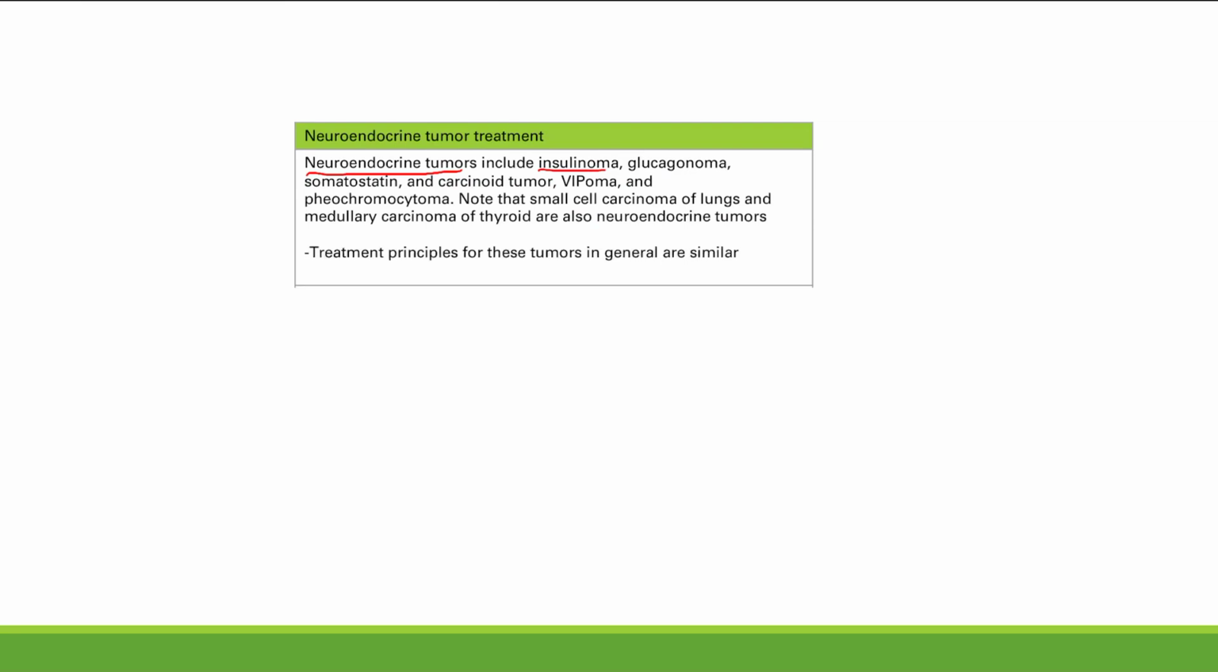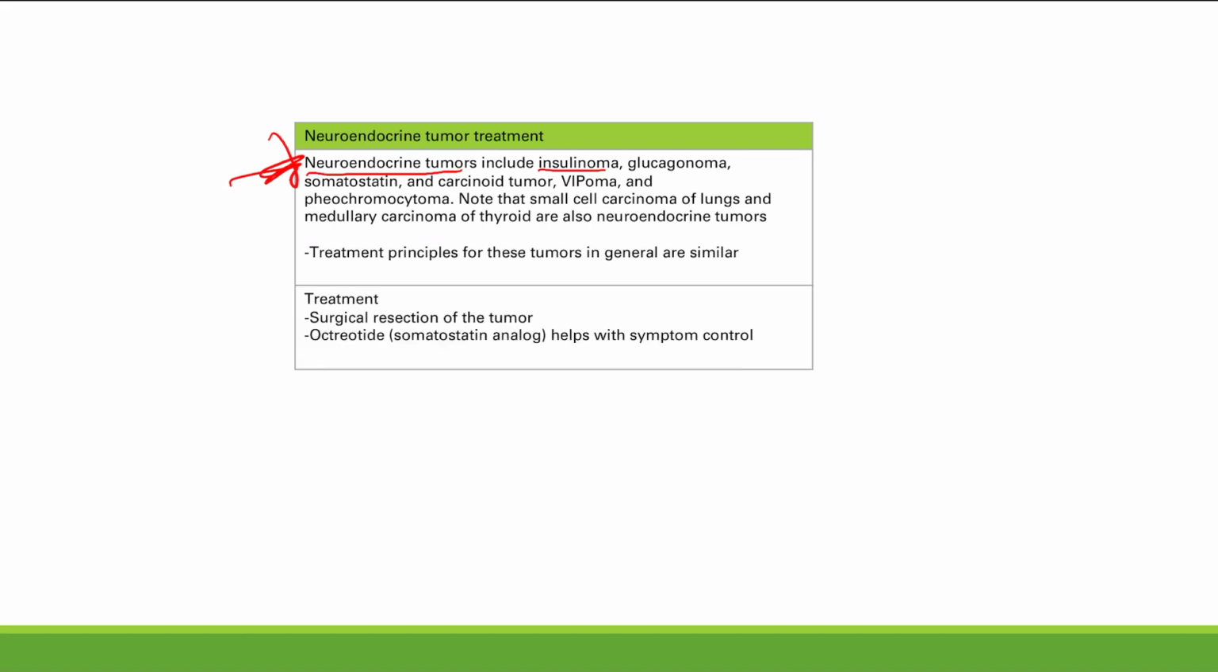Now, treatment for all of these are similar, which is why I've just lumped it into one little box here for all these tumors. Treatment is basically one, you take out the tumor, which is obvious, surgical resection of the tumor, and then you can also try octreotide. This is a somatostatin analog. You hear this a lot, and it helps with symptom control. Why is that? Because it acts like somatostatin. It reduces hormone secretion, and in a neuroendocrine tumor, your symptoms are from that oversecretion of hormones.